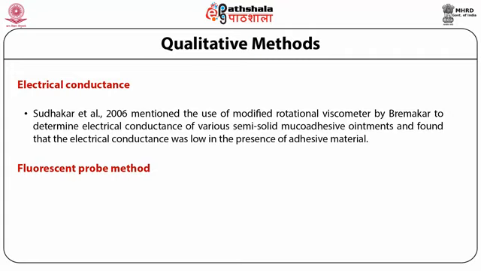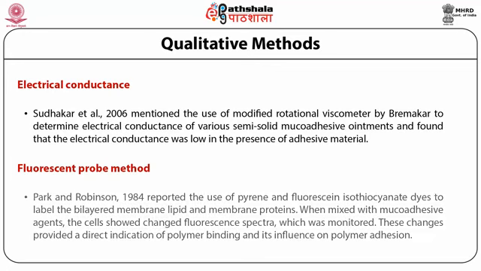The technique basically depends upon the use of various types of fluorescent dyes. In the year 1984, Park and Robinson reported the use of pyrene and fluorescein isothiocyanate dyes to label the bilayered membrane lipid and membrane proteins. When mixed with mucoadhesive agents, the cell showed changed fluorescence spectra, which was monitored. These changes provided a direct indication of polymer binding and its influence on polymer adhesion.